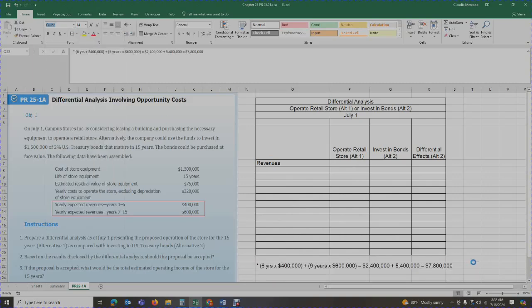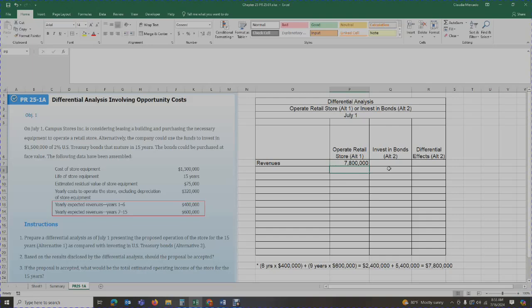That way you can have it for reference, okay? 6 years at 400,000 plus 9 years at 600,000. So that gives me 2.4 million plus 5.4 million, giving me a total of 7,800,000. So that is my revenues that I am going to be producing if I open this retail store, okay?